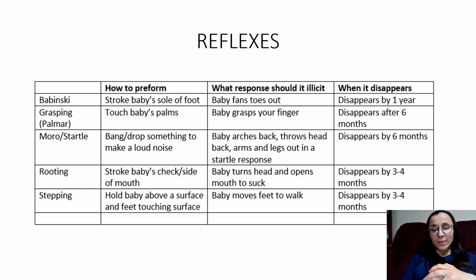Grasping is when you touch the baby's palm, they should grasp your finger like that. It should go away after 6 months. The Moro or startle reflex, exactly as the name says, startle. You bang something, the baby reacts like that, and it should go away after 6 months. The rooting reflex is when you stroke the side of the baby and they turn to try to eat and suck. It should disappear around 3 to 4 months. The stepping reflex is when you hold the baby up, the baby's feet are down here, and they should try to move and walk. That should disappear at 3 to 4 months.